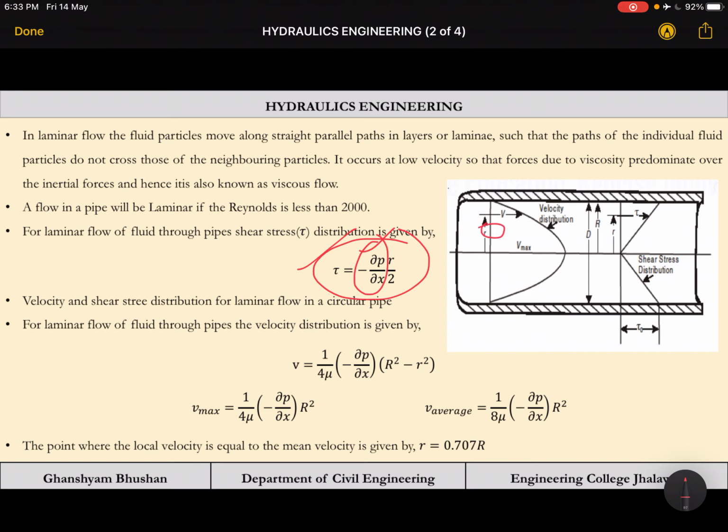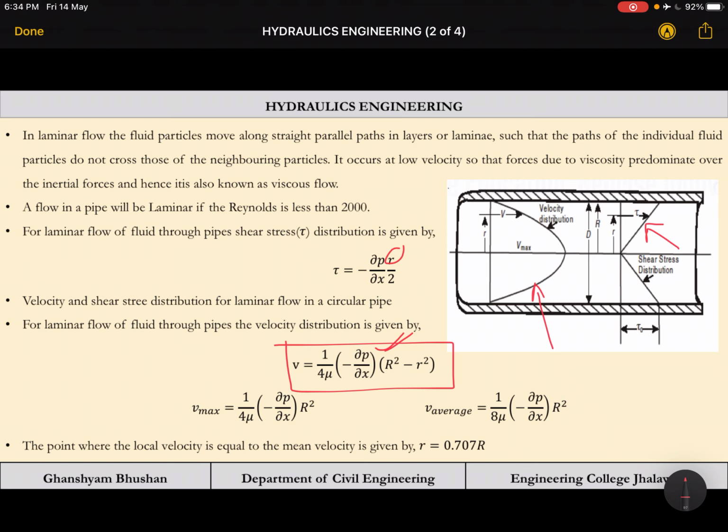The velocity and shear distribution for laminar flow is given here. This is your velocity for different layers, and this is your shear stress. So this is a K shape. For laminar flow of fluid through pipes, you can also derive, you might have derived in fact, this equation for the velocity at any point r. You can see this is a parabolic, 2-degree equation, so that is why this curve is a parabola, and here r has a single power, so that is why it is linear.